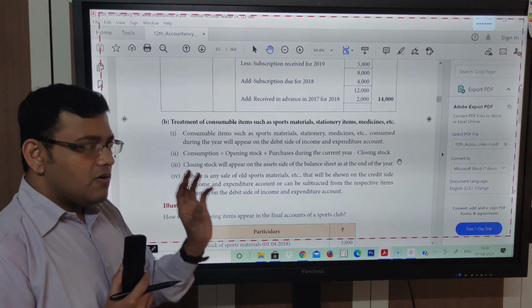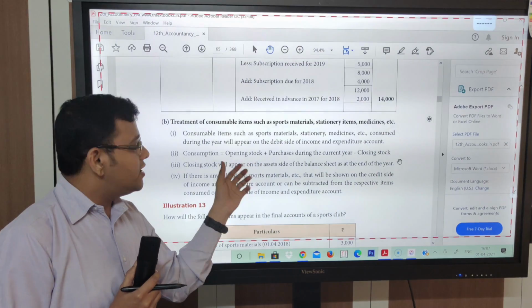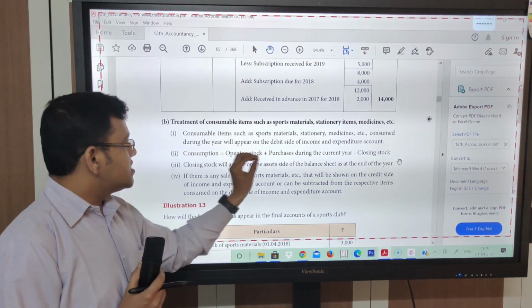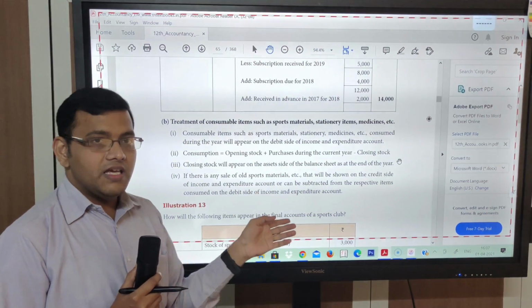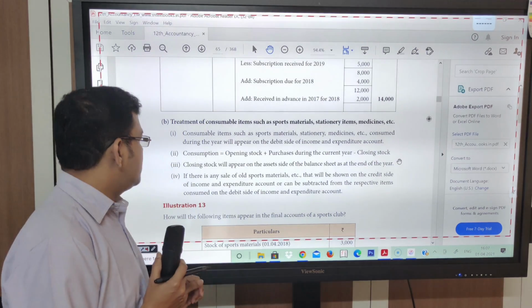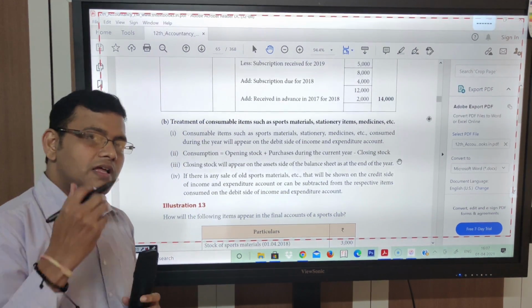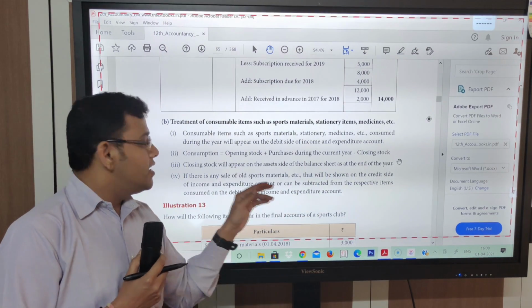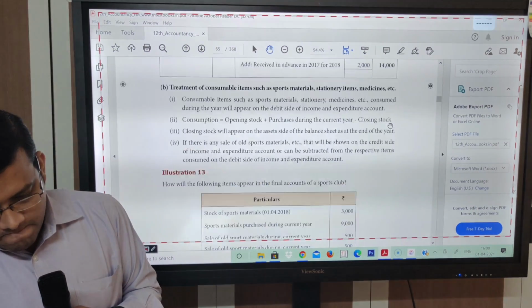But what about the stock? The stock has to be shown in this format: opening stock, plus purchases, less closing stock. So this is how you get your consumption. And the closing stock will appear where? On the asset side of the balance sheet. And suppose there is any sale of such sports material, that will be shown on the credit side of the income and expenditure account.